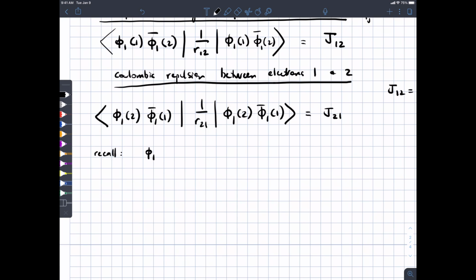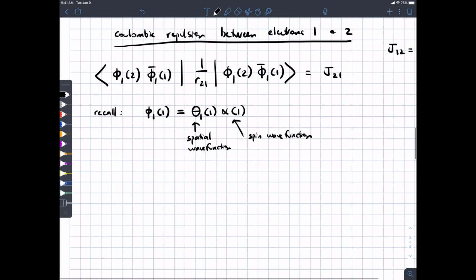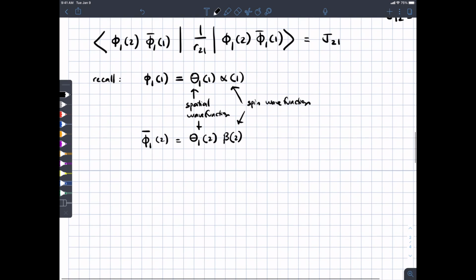our representation of electron 1 in phi 1 can be split up into a product of 2 parts: the spatial wave function with electron 1 in it multiplied by spin wave function alpha with electron 1 in it. Similarly, we might say that phi 1 bar with electron 2 in it is equal to theta 1, the same spatial distribution with electron 2 in it, but in this case opposite spin, so beta spin wave function with electron 2 in it.